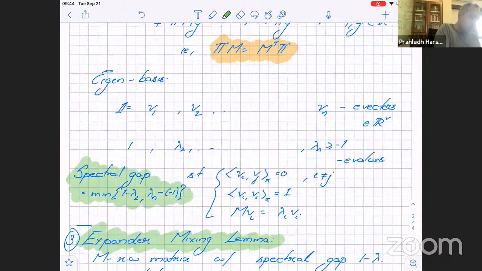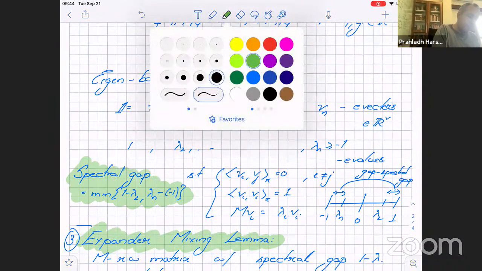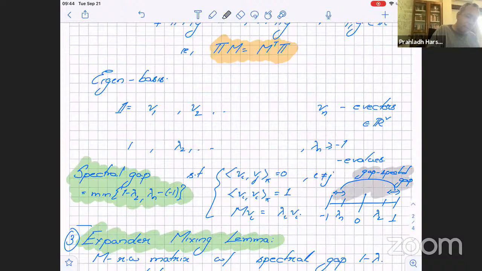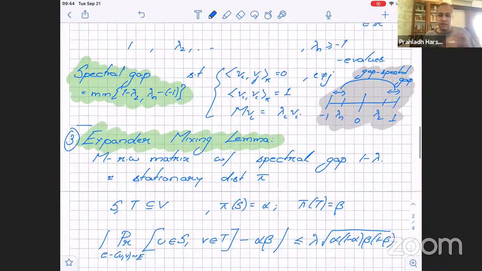So basically, if you view the eigenvalues lined up between -1 and 1, lambda 2 is over here, lambda n is over here, that's 0. It's this minimum gap that we call the spectral gap. Okay. And we then went on to prove what we call the expander mixing lemma, which says the following property.